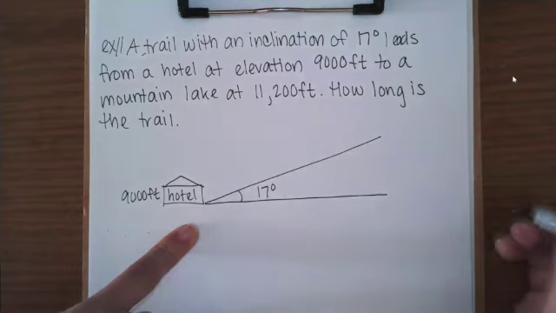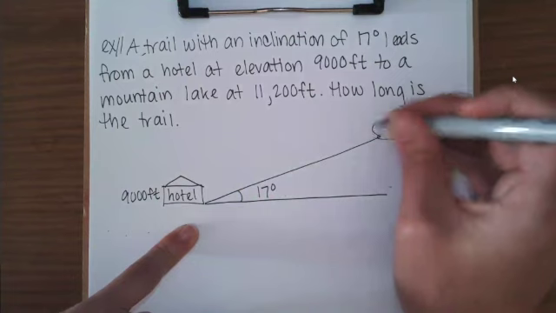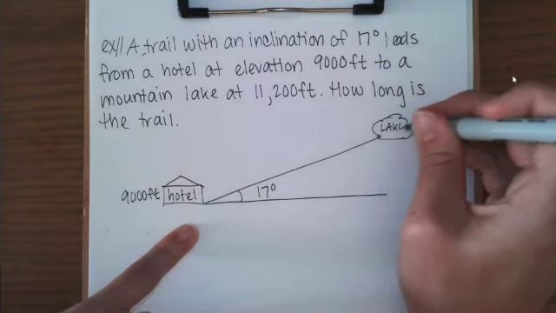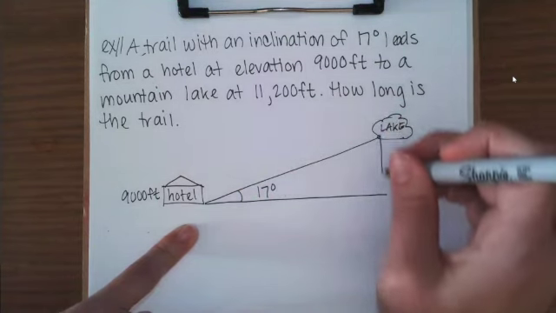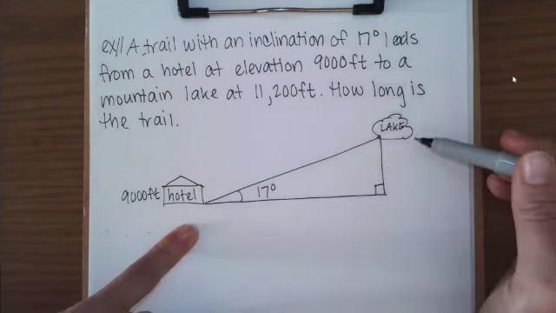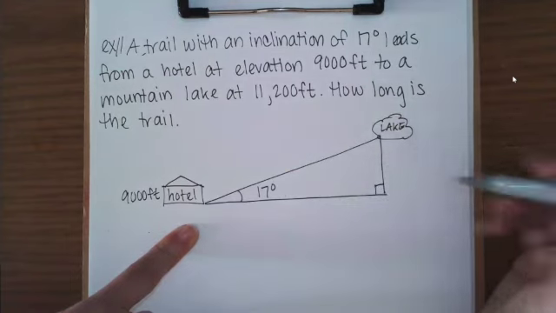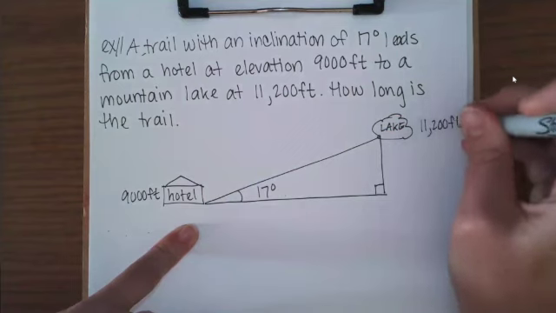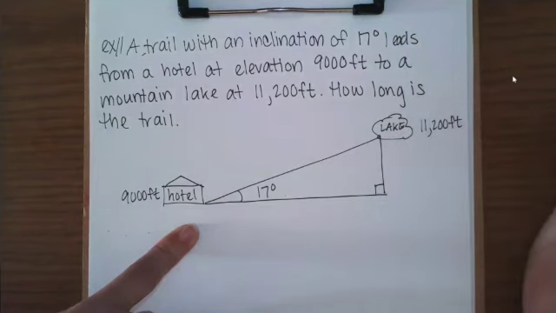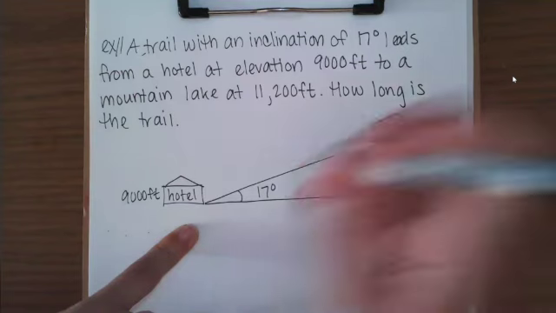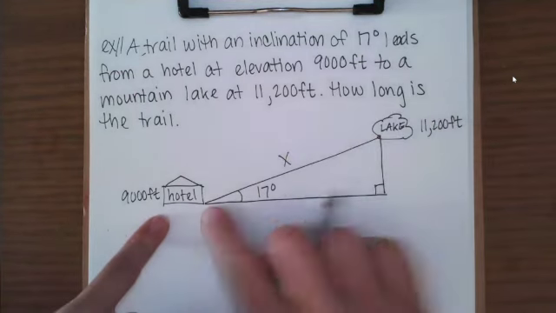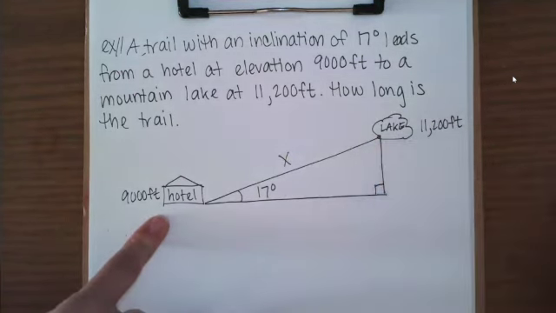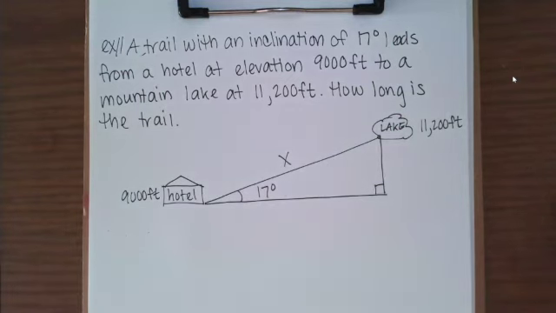At the top of the trail, we have a mountain lake. And now maybe you're wondering why I'm not an art teacher instead of a math teacher. There's my lake. And we know the lake is at 11,200 feet. The question is, how long is the trail? So here's our trail. We go from the hotel up to the lake. Maybe we're a hiker and we want to know how long this trail is.